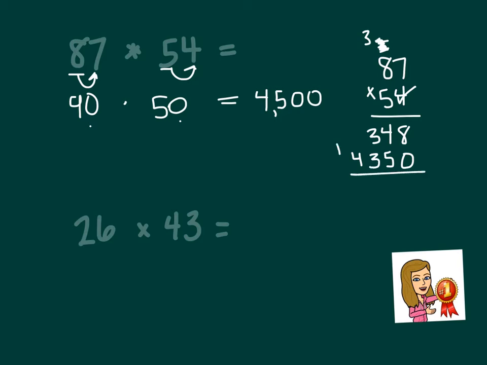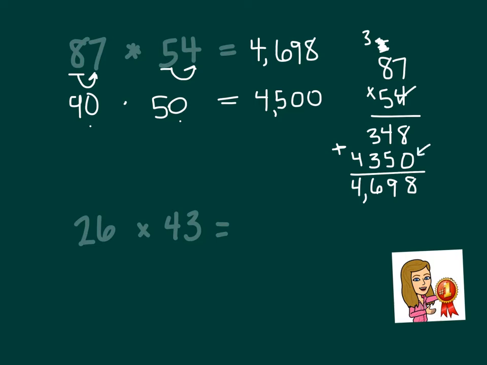Last thing I have to do is add up my answers so far from the multiplication. 8 plus 0 is 8. 4 plus 5, 9. 3 plus 3, 6. And nothing plus 4 gives me 4. So as you can see, my exact answer is pretty close to my estimate of 4,698.